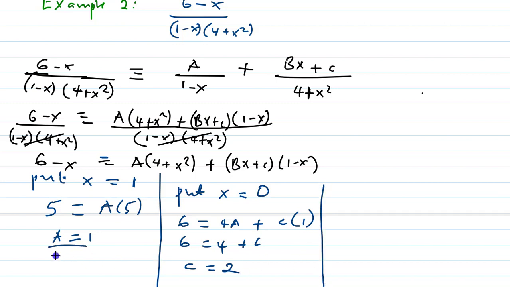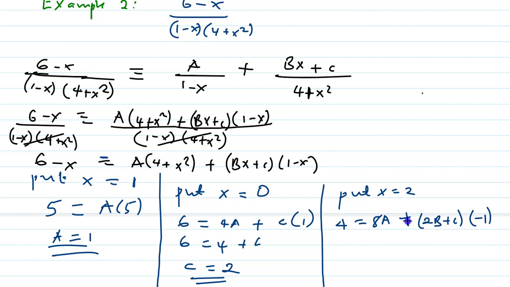So now that we have A and c, I can just choose any value of x to put in because I already have 2 of the values. So let me choose x equals 2. If we put 2 here, we'll have 4 on the left hand side. Then if I put 2 here, 2 squared is 4, so that's 8A plus, if I put 2 here, that's going to be 2b plus c into negative 1, right? That's 1 minus 2.